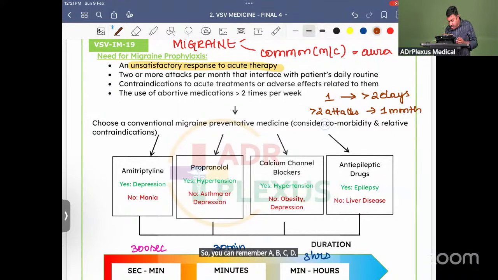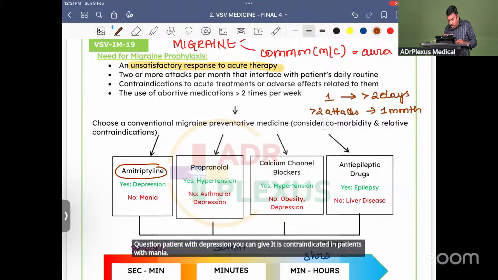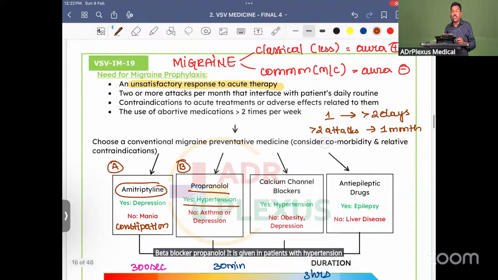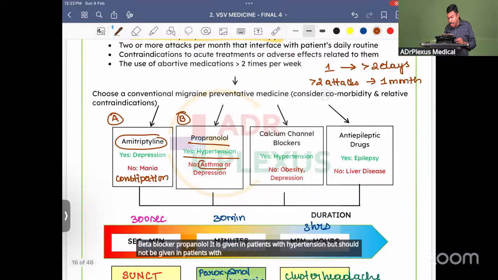A for amitriptyline. Amitriptyline can be given in a patient with depression. In your question, if the patient has depression, you can give it. It is contraindicated in patients with mania and in patients with constipation. Then next is B, beta blocker, propranolol. It is given in patients with hypertension, but should not be given especially in patients with asthma.